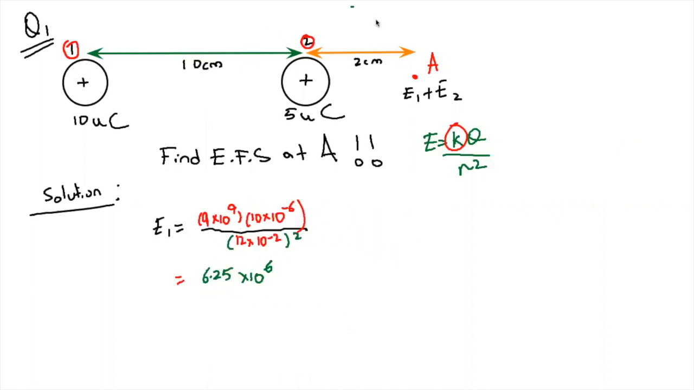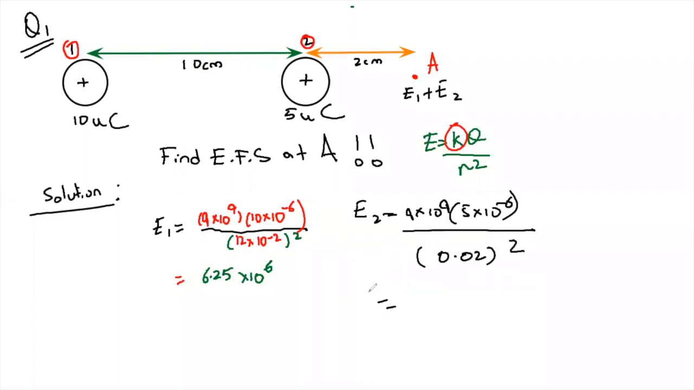All right. When finding E2, you have to repeat the same steps. 9 into 10 to the power 9, 5 into 10 to the power minus 6, and you're going to get, okay, what is my radius over here? What do I use here? Do I use 10? Do I use 2? Exactly, you use 0.02. Why 0.02? Because you're using 2 centimeters. And you're going to square it, and you're going to get your answer.